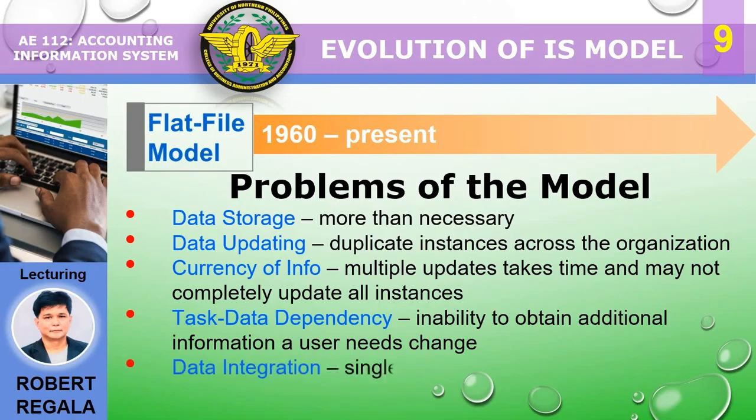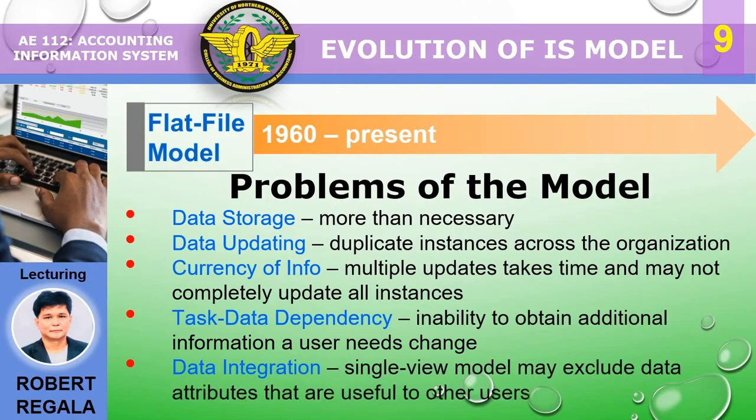5. Flat files limit data integration. The flat file approach is a single view model. Files are structured, formatted, and arranged to suit the specific needs of the owner, or primary user of the data. Such structuring, however, may exclude data attributes that are useful to other users, thus preventing successful integration of data across the organization. For example, because the accounting function is the primary user of accounting data, these data are often captured, formatted, and stored to accommodate financial reporting and generally accepted accounting principles, or GAAP.